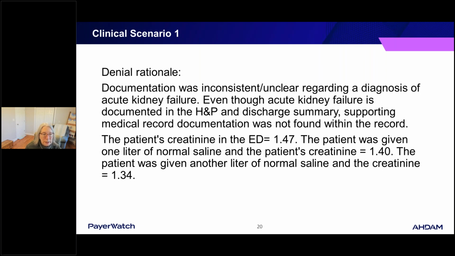So the denial rationale for this particular case for the acute renal failure was what the payer said was documentation was inconsistent or unclear regarding diagnosis of acute kidney failure. Even though acute kidney failure is documented, H&P and discharge summary supporting medical record documentation was not found within the record. And they go on to talk about the patient's creatinine, how it started at 1.47, and after fluids, it eventually ended up at 1.34.